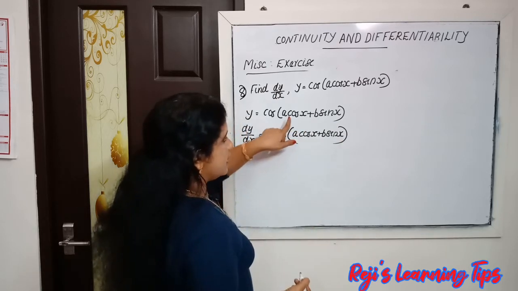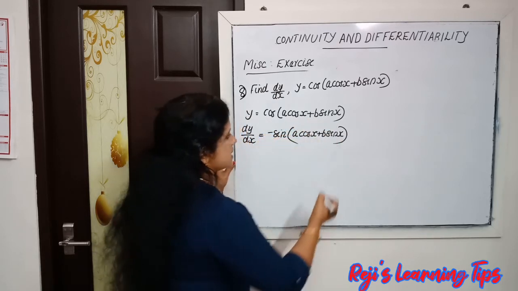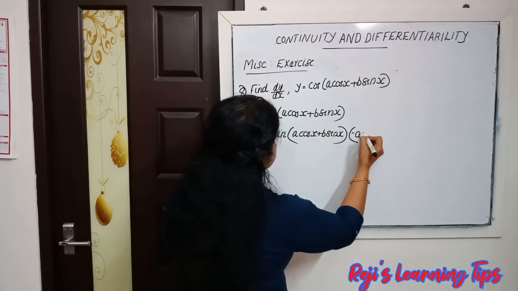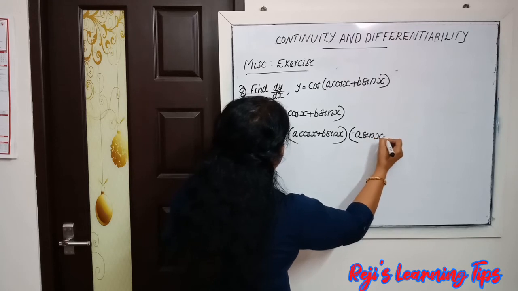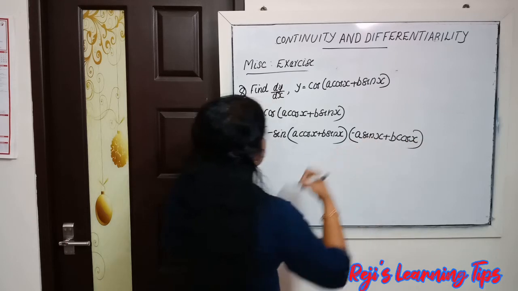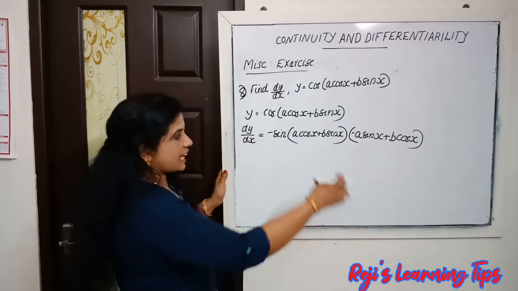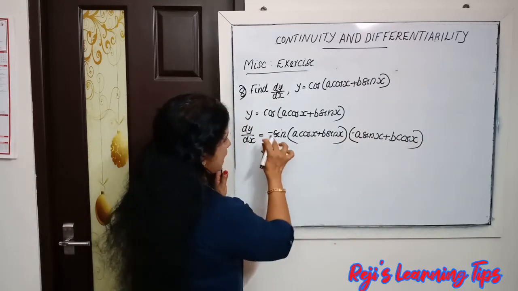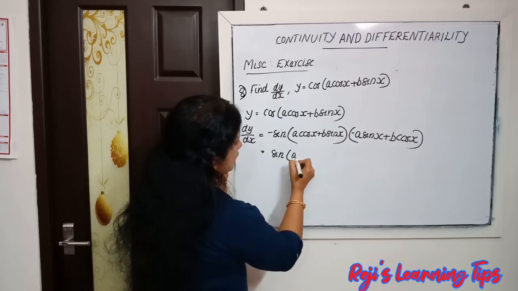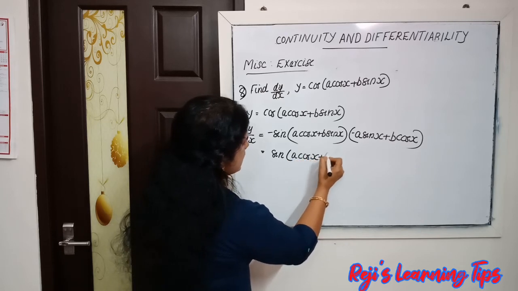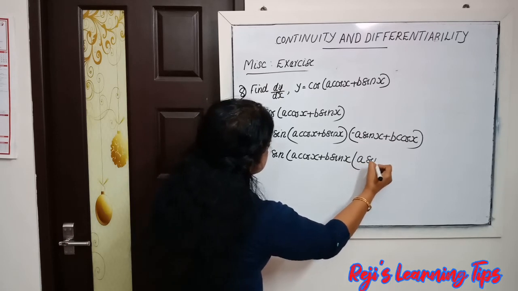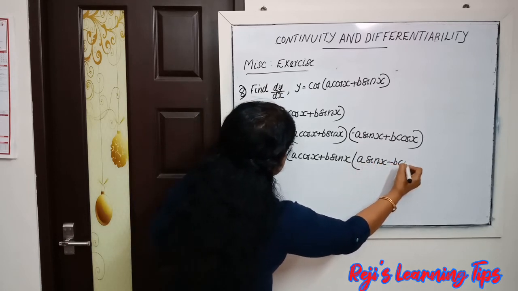Then we take the derivative of a cos x plus b sin x, that is into a into derivative of cos x, that is minus sin x, plus b into derivative of sin x, that is cos x. Okay. Then we should take this minus sign outside. This minus into minus means plus. So we can write sin of (a cos x plus b sin x) into (a sin x minus b cos x).